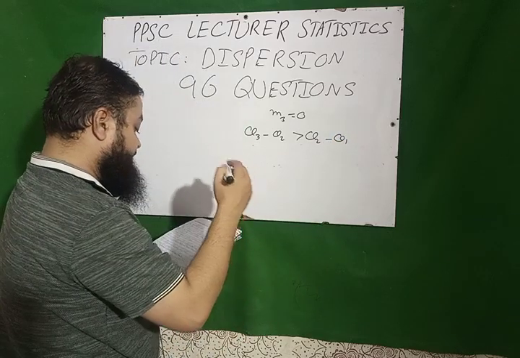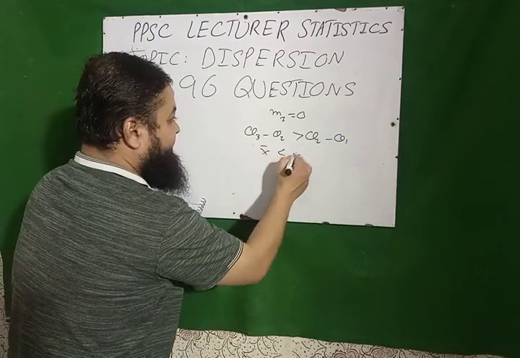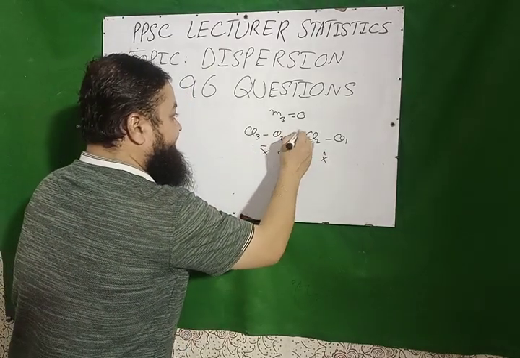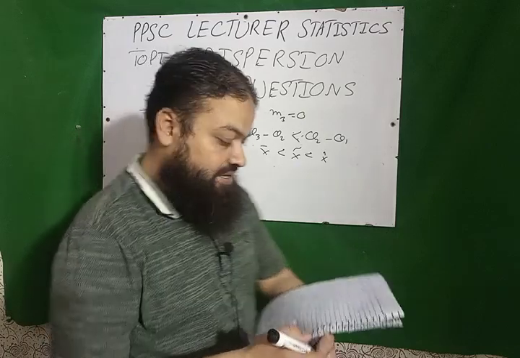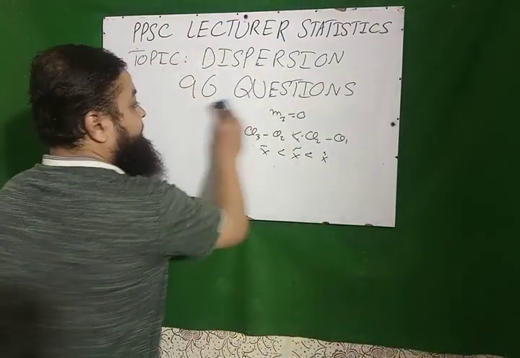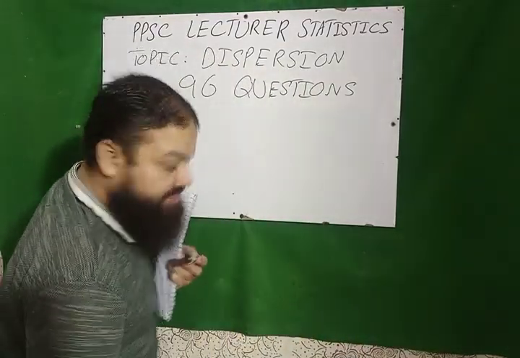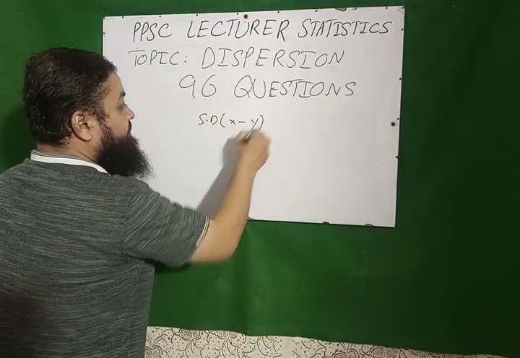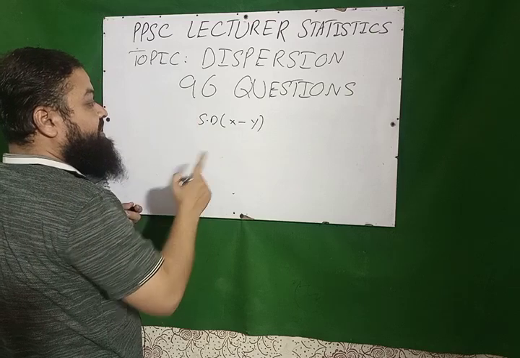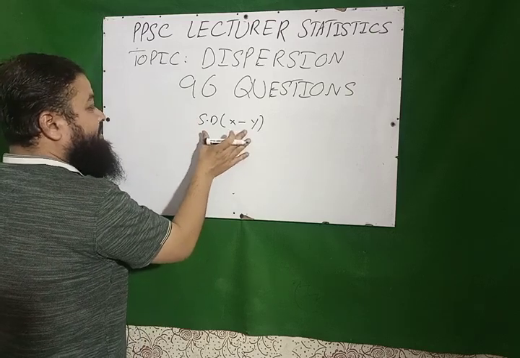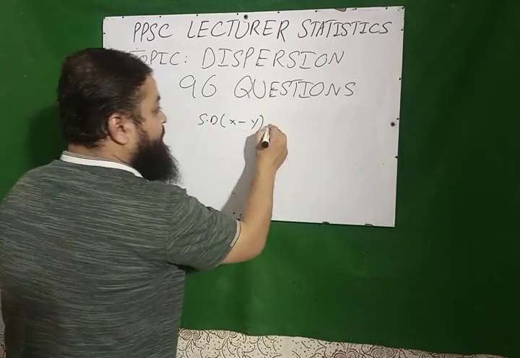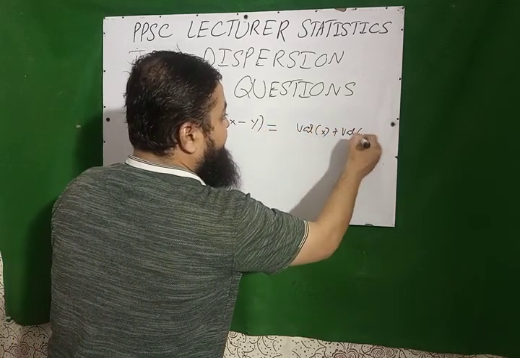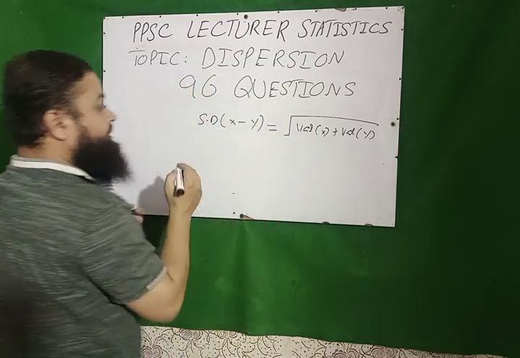In negatively skewed distribution, mean is less than median, less than mode. In negatively skewed distribution, that will be less than sign. And a very important question, which is very compulsory for every written test, standard deviation of x minus y. Many students make a mistake. Always you should remember, standard deviation of x minus y is always equal to variance of x plus variance of y under the root. I will give you one example also.